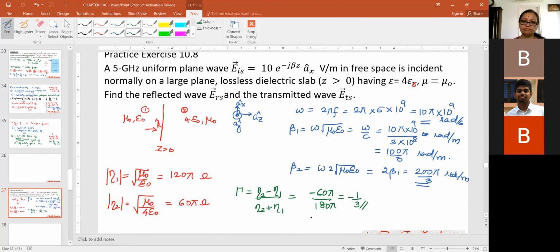Next, what do you do? Find the transmission coefficient. The transmission coefficient is 1 plus gamma. So how much is that? It will be 2 by 3. So we got everything that we need. Next, what do you do? Plug it into each of these equations. That's all.